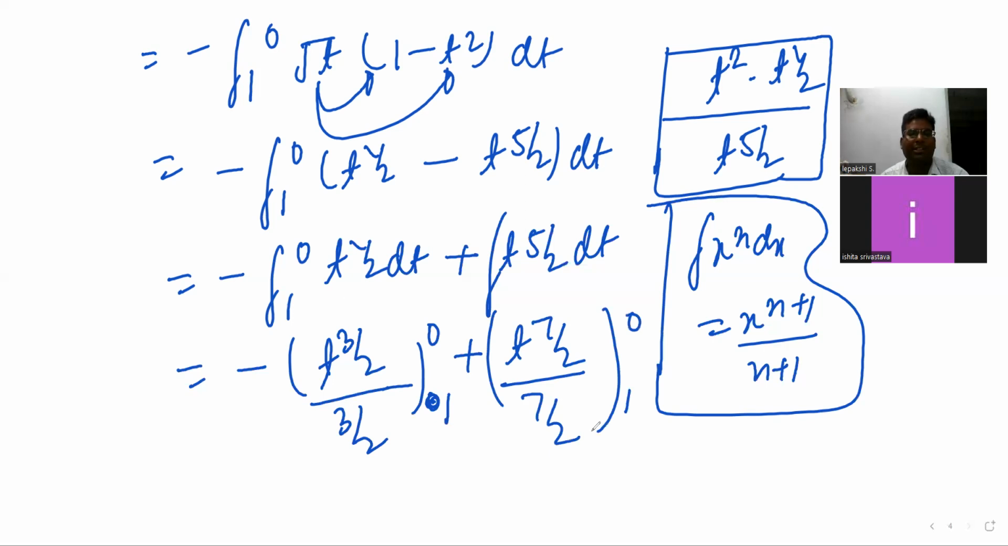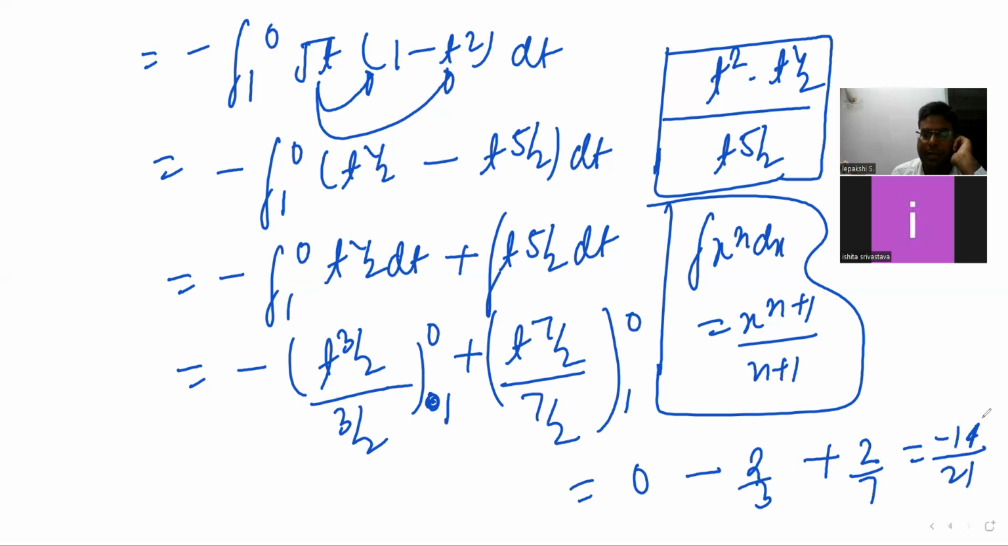So first when we put 0, then you will get 0. Every term will become 0, right? Now put 1, then it will be minus of 2 by 3 plus 2 by 7, as 1 raised to any power is 1 only. Now take the LCM, so it is 21. So it is minus of 14 plus 6, then it will be minus of 8 upon 21. So this is the answer for it. Understood? And this is subtracted, so it will be minus minus plus. So it will become plus finally.